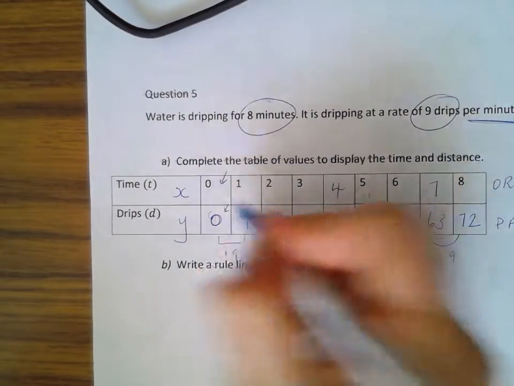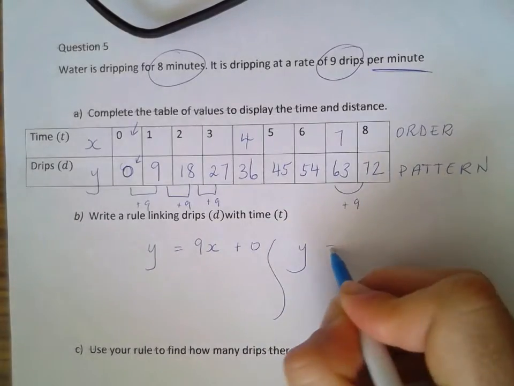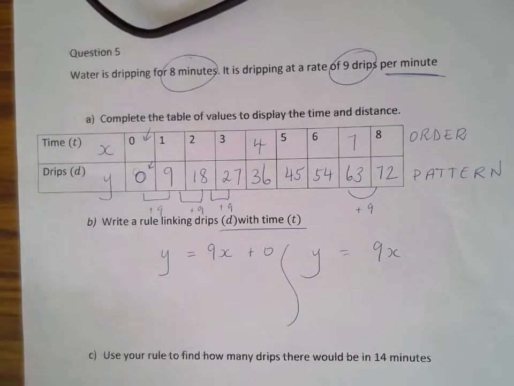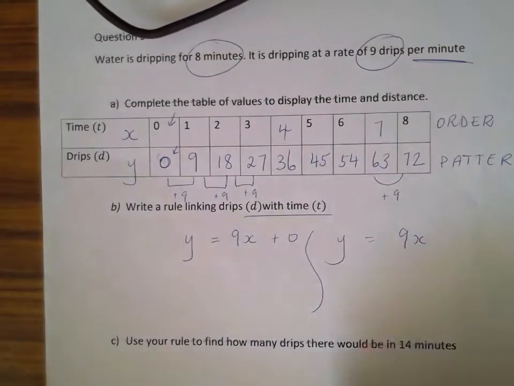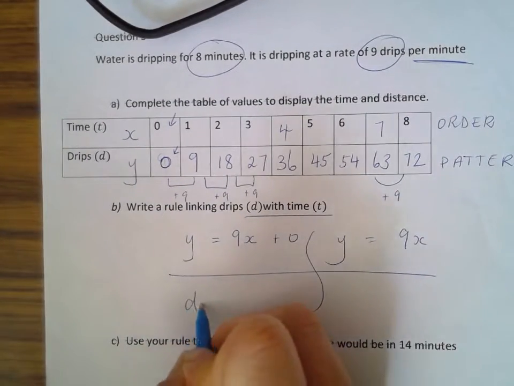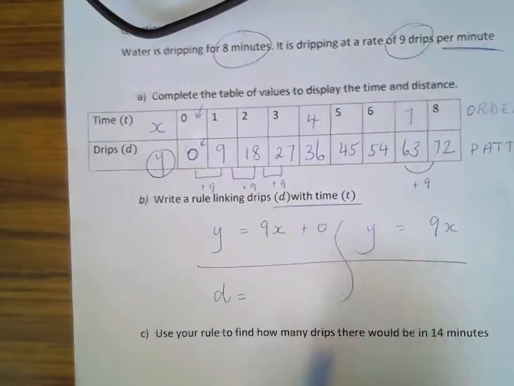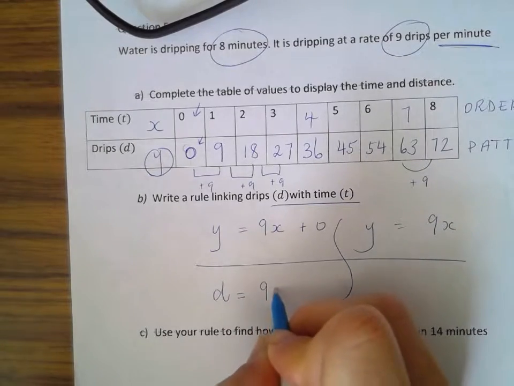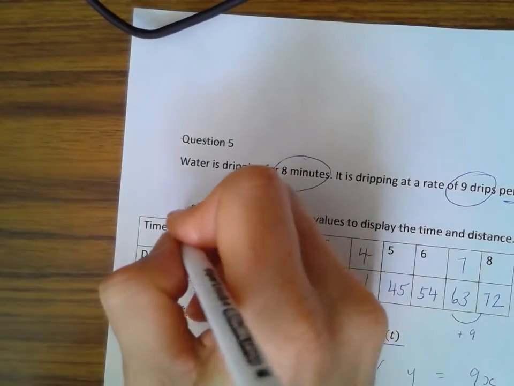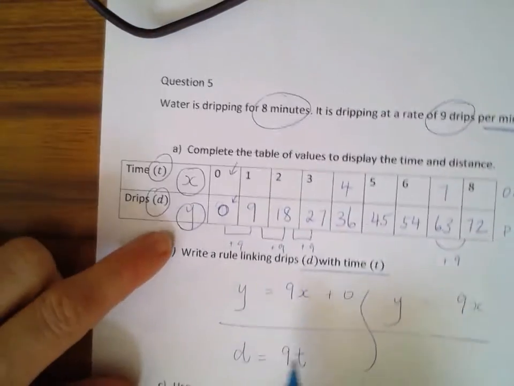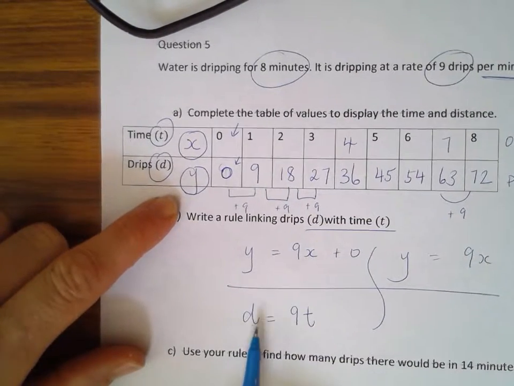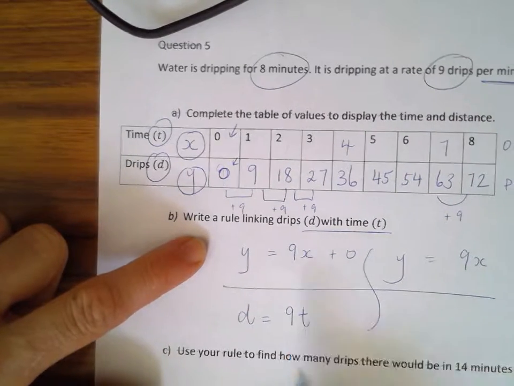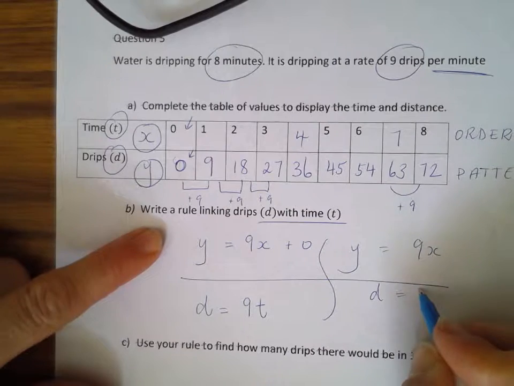So really our rule is y equals 9x, but this time you have to do it with d for drips and t for time. So this time we're going to go drips. Okay, that's our y, but this time for this real life question, it's drips equals 9t. Okay, so your y is your d, drips equals 9 multiplied by the time in minutes. And that's it, you could do a check. So drips equals 9 times t.